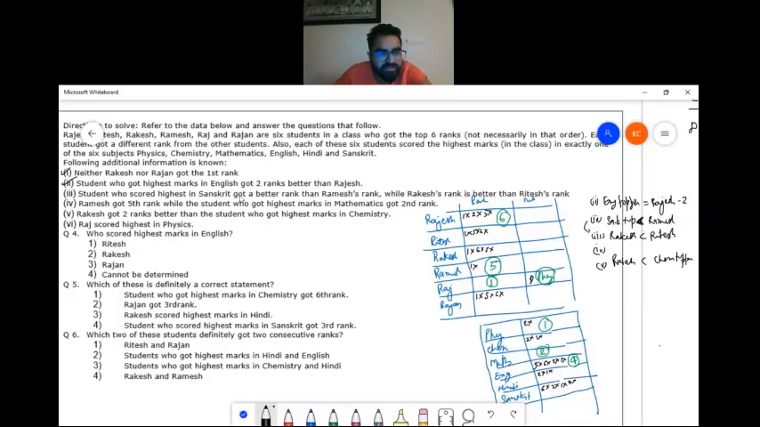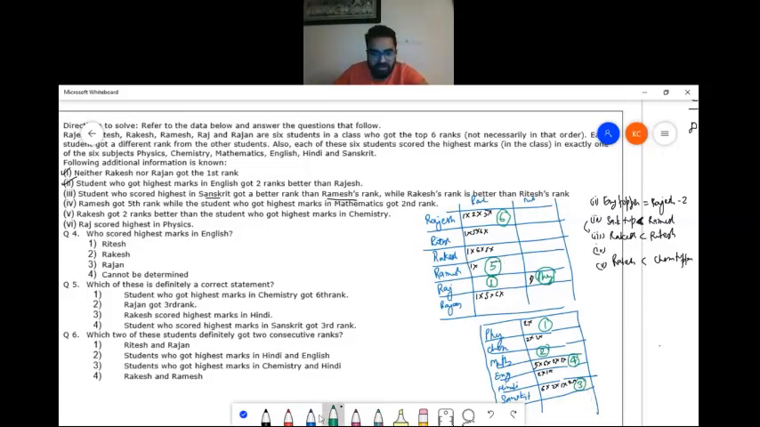The student who scored highest marks in Sanskrit got a rank better than Ramesh's rank. Now, Ramesh se better rank hai. So this person can be ranked what? Ramesh is 5, so he cannot be 5. He cannot be 1 or 2 or 6 also. 4 bhi nahi ho sakta. So the only possibility is 3. So Sanskrit is 3. Okay, very good.